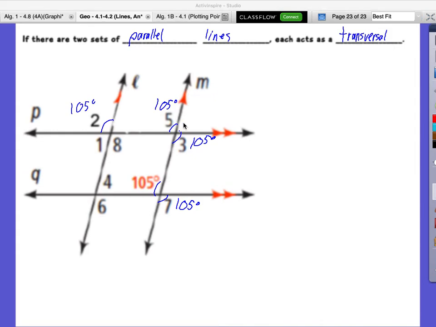What's another way we can know that 2 is 105? Say it louder, Sarah. Alternate exterior angles with 3. Very good. Rachel: 8 is a vertical angle of 2. What's another way we can know angle 8? Corresponding with 3. What's another way we can know angle 8? Alternate interior with 5. So there are all sorts of different answers.